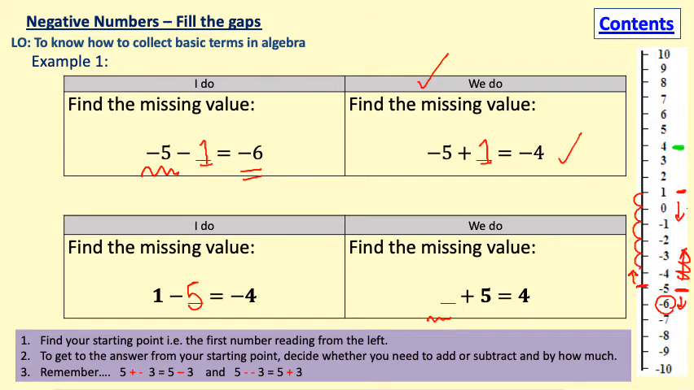So let's do it in reverse. 1, 2, 3, 4, 5. Right, so if we were at -1, we add 5. 1, 2, 3, 4, 5. We get to 4. So our answer is -1. Give yourselves the mark if you got that right. I'll just put that in red for anyone that can't see it. So give yourselves the mark if you got that right.